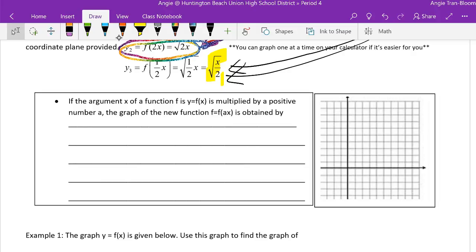Are we ready to fill out the argument? Okay. So if the argument x, which is the input of this particular function f, y equals f of x, very fancy notation here, is multiplied by a positive number, let's call it a. So a is positive or negative?